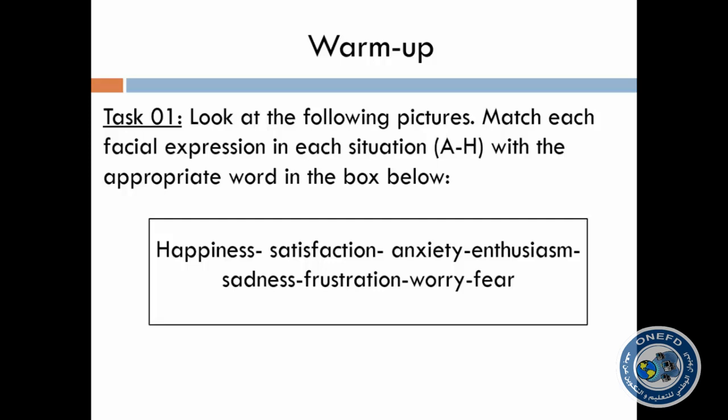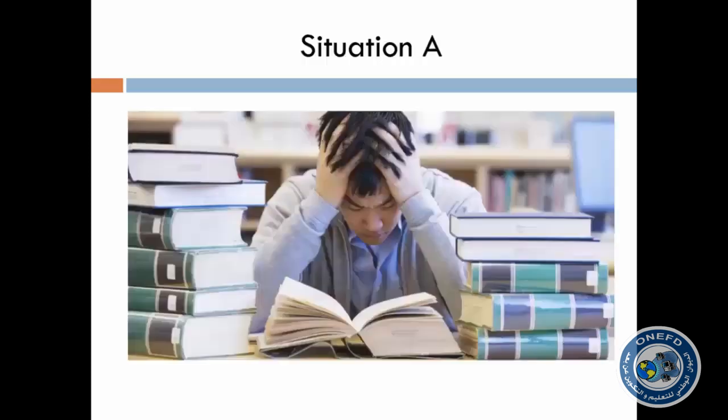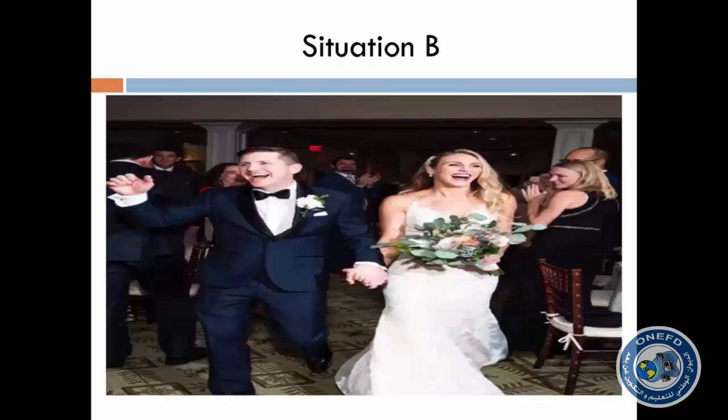Please note down these words on a piece of paper or in your copybooks so that you will be able to follow with us and match each situation with the correct word. So let's take a look at the pictures. We have picture A or situation A. We have someone like you, a student. What is he doing? He's reading a book. Look at him. He's putting his hands over his head. What is he expressing?